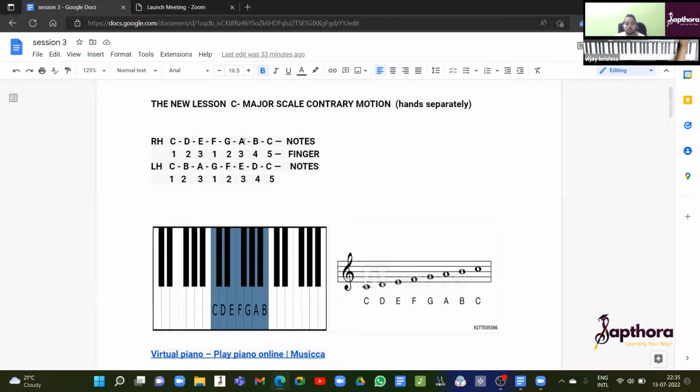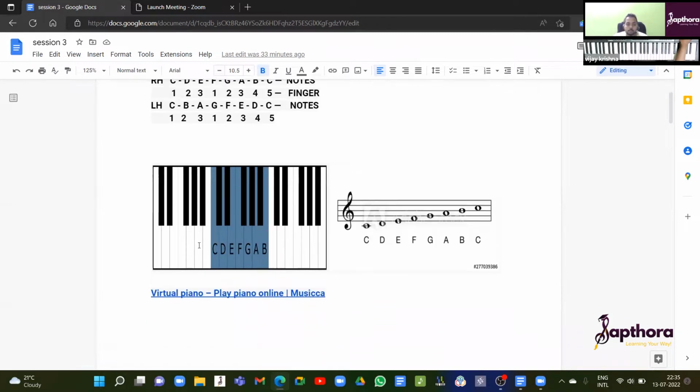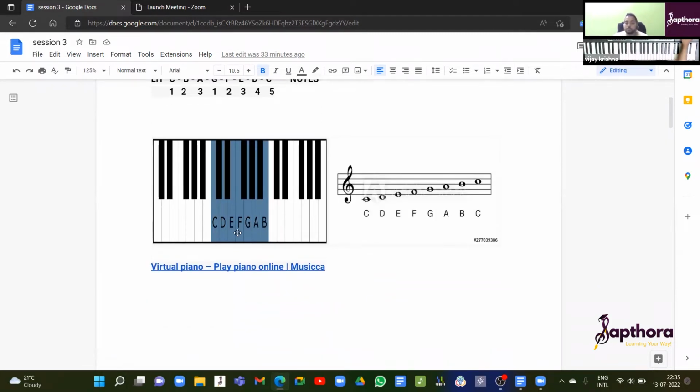This is the right hand alphabets and the finger numbers of the right hand, and below you can see the left hand alphabets. The same alphabets will be present here: C, B, A, G, F, E, D, C. So it goes in reverse from here. As you see in the picture of the C major scale, how it covers the keyboard, you can see the entire white keys covered while playing this lesson. It's called C, D, E, F, G, A, B, and then we get the C again here, the eighth note.